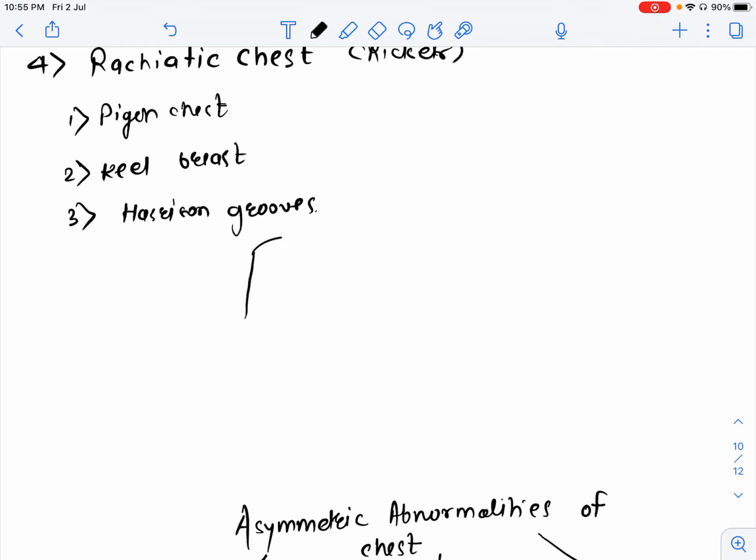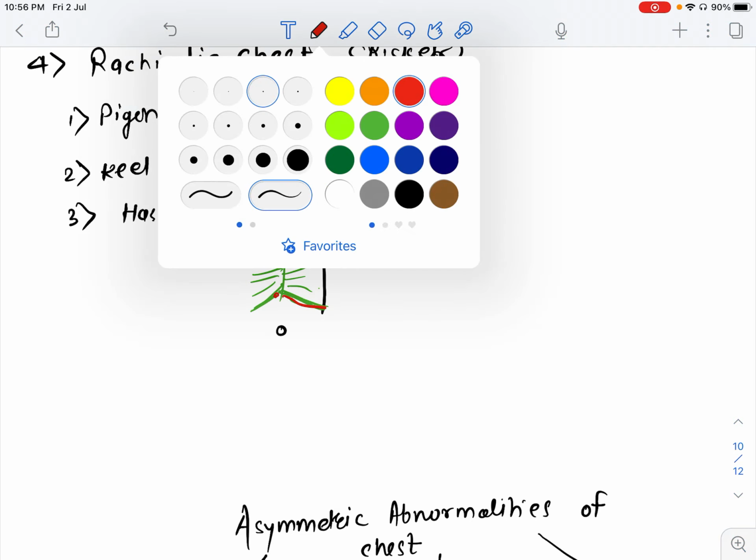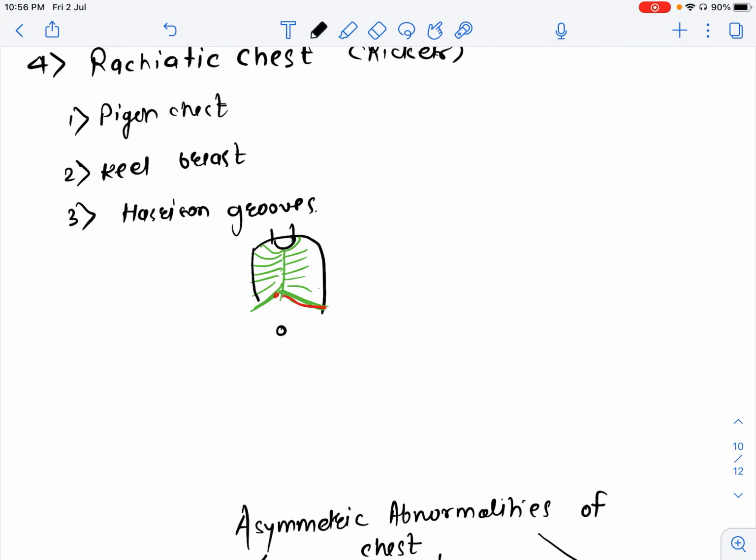See, I'll draw a figure for you. See, this is your chest, this is your neck, okay, and this is your diaphragm, this is your abdomen. Okay, so this part is your costal margins. We'll draw it in another color. So this is basically your rib cage. Okay, so these are your costal margins. So what happens is this Harrison groove runs laterally from the sternum and it gives an appearance of a constriction band over here.